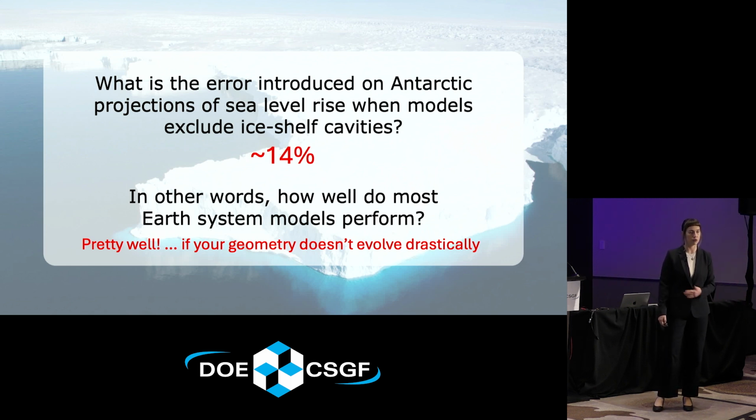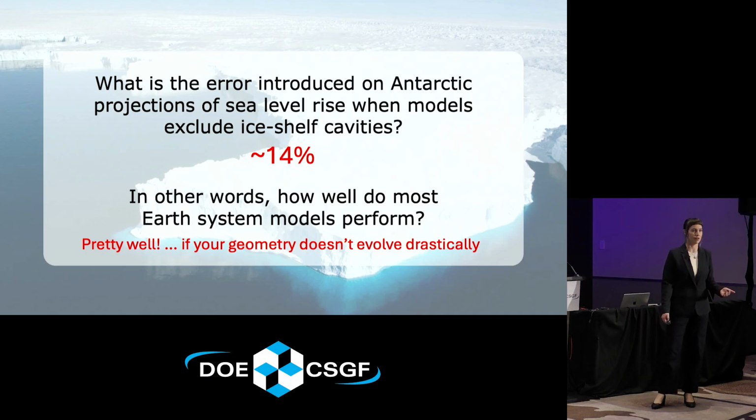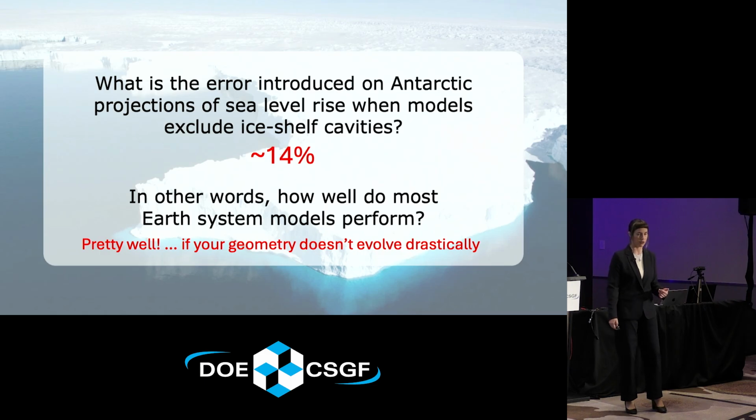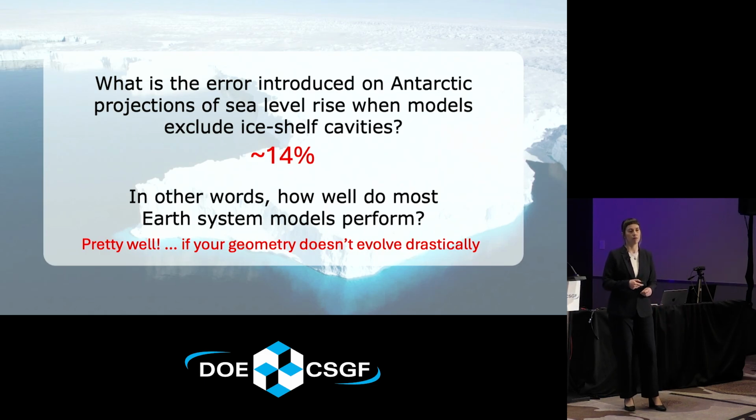And how well do these Earth system models perform? The ones where they're excluding these ice shelf cavities, I would say they're performing pretty well, if your geometry isn't evolving drastically, right? These simulations were done out to 2100. Your ice shelf cavities are not evolving that much. Your grounding lines aren't evolving that much. If you had a scenario where your ice shelves are completely collapsing and the geometry is drastically changing, this assumption breaks down. In that case, you would definitely need an Earth system model that has a fully coupled ice sheet model component to be able to capture the interactions and feedbacks between all of these different components.